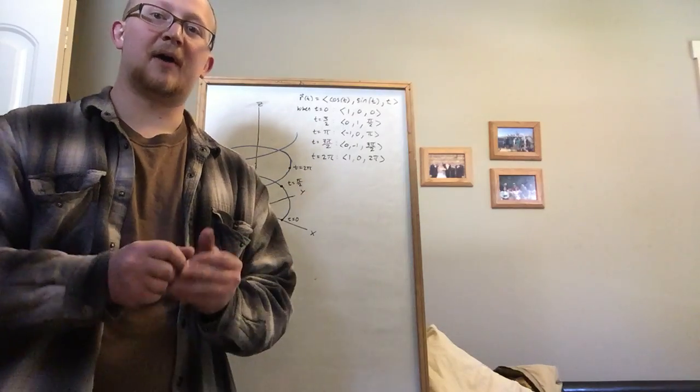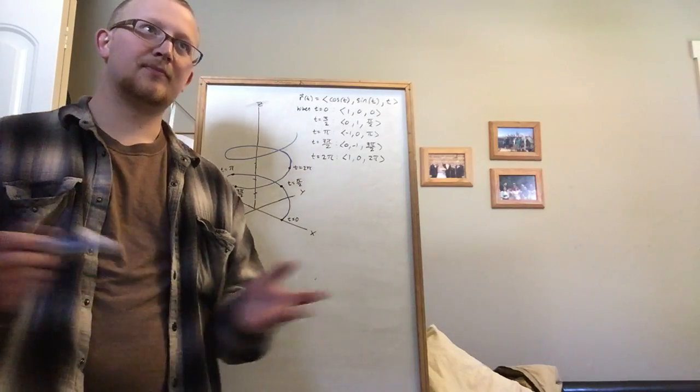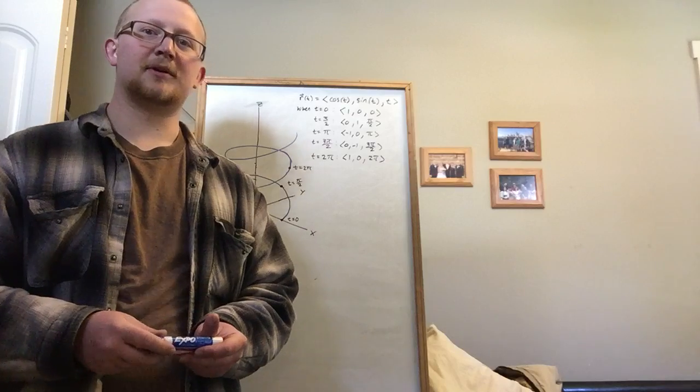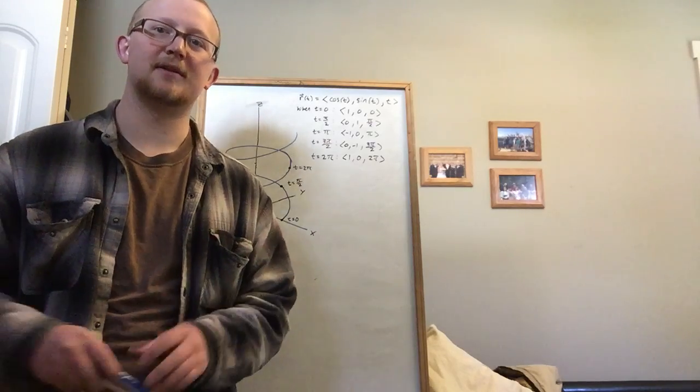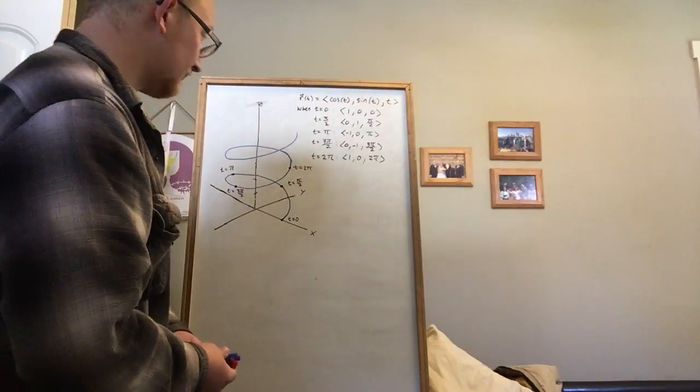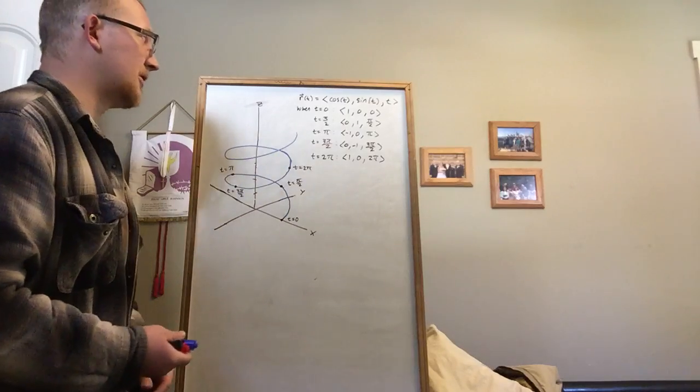And then there's one called the binormal vector that's important, but not nearly as important conceptually, that we'll cover in the next video. So here we have a parametric curve.